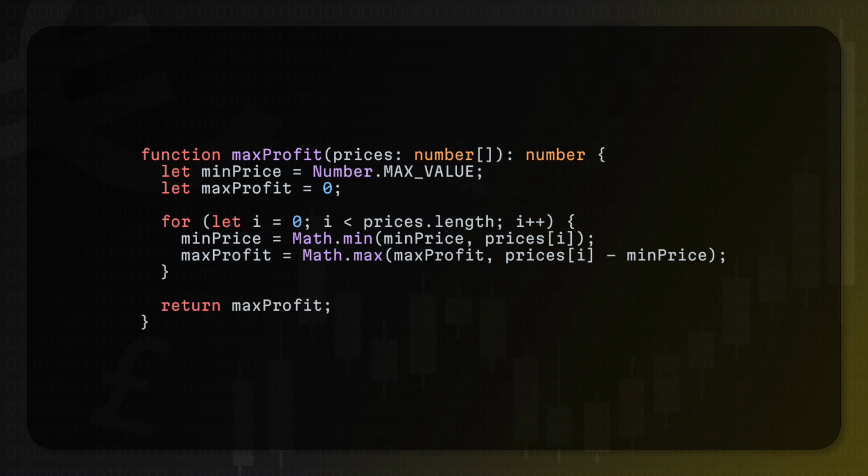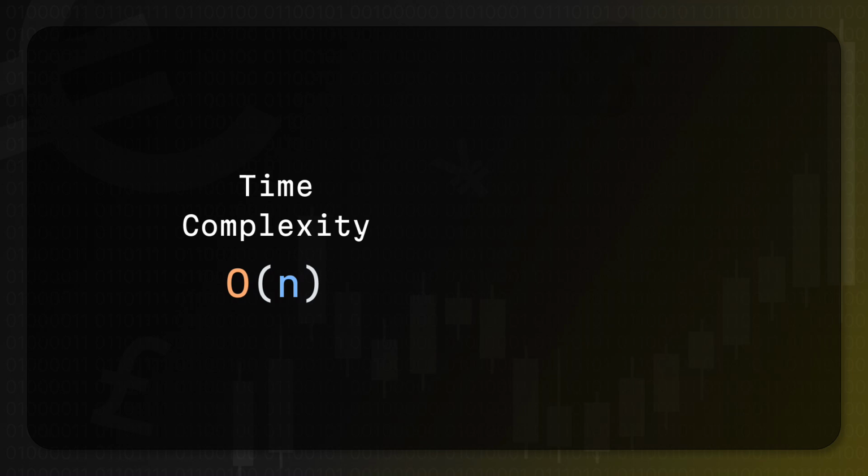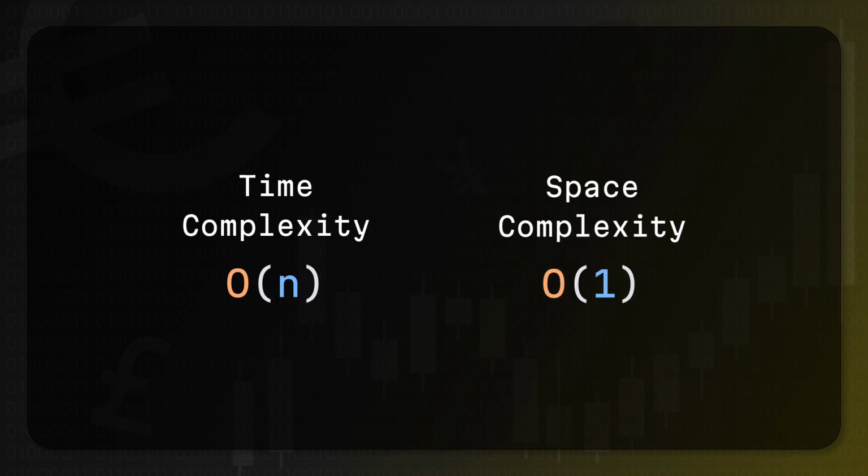As you might have already guessed, the time complexity of this solution is big O of n, because we go through the array only once. And since we only use two simple variables, the space complexity is big O of 1. And that's it. We have solved the best time to buy and sell stock problem. We started with a brute force approach and optimized it using a greedy one-pass strategy.